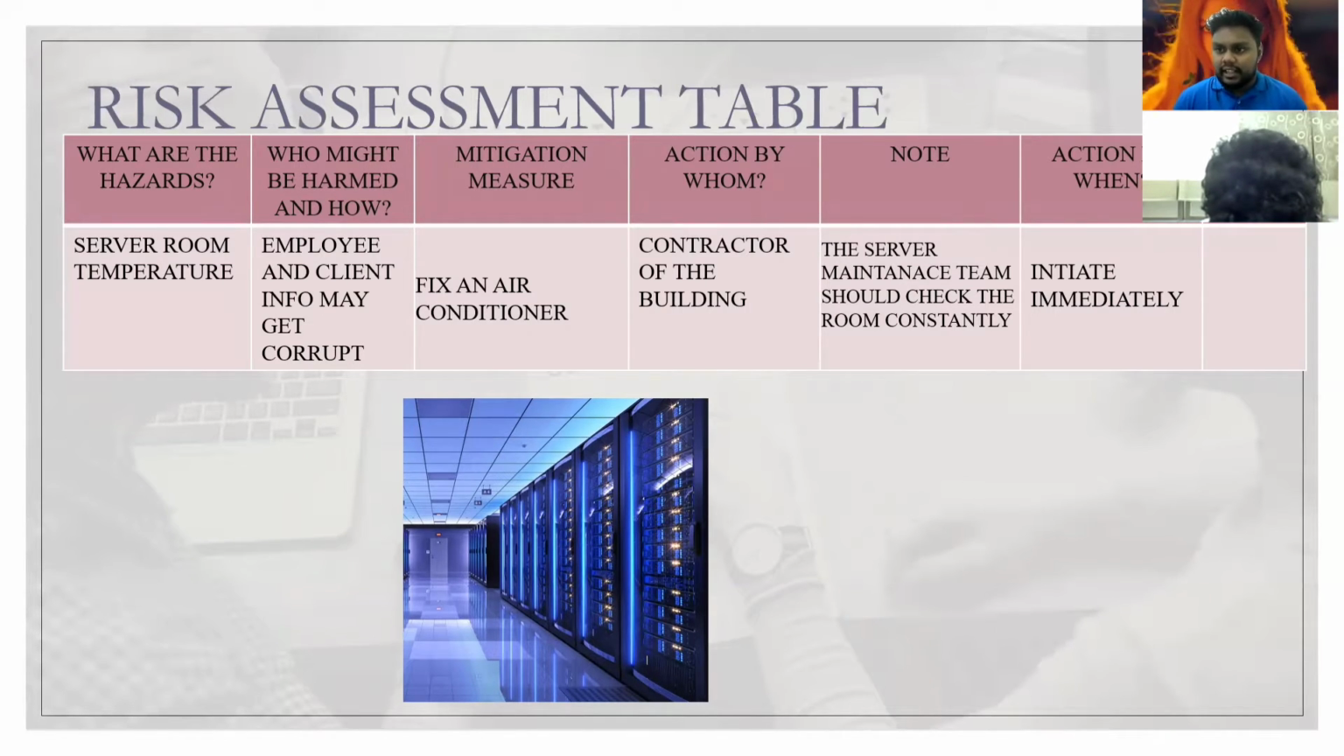Personal information is very important, so the company needs to take care of the information. The mitigation measure for this is to fix an air conditioner. If we fix an air conditioner in the server room, the air conditioner will keep the room at a cool temperature. Action by whom? The contractor of the building needs to fix an air conditioner.